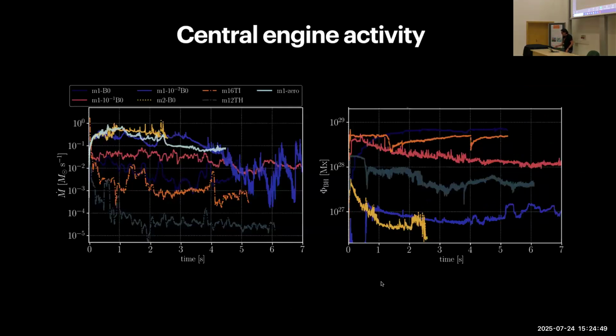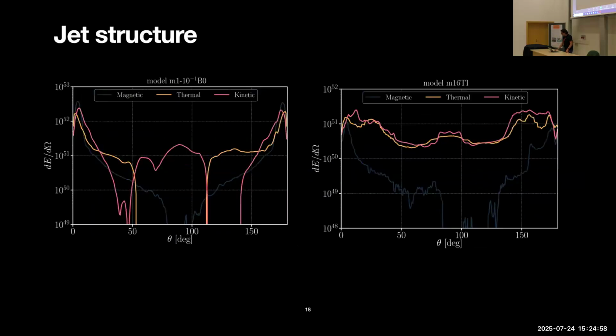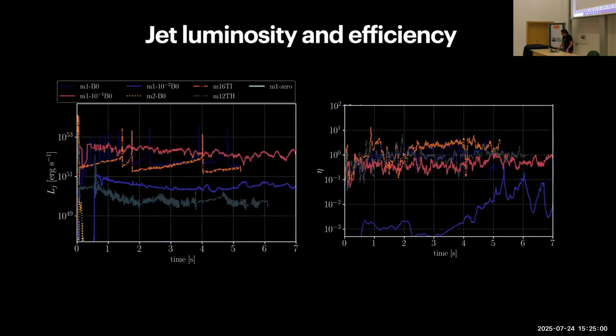Here I am showing just some usual diagnostics. The accretion rates, and the magnetization has decreased as a power law. The range of the luminosities that we have been obtaining is between 10^50 and 10^53, which are still high.